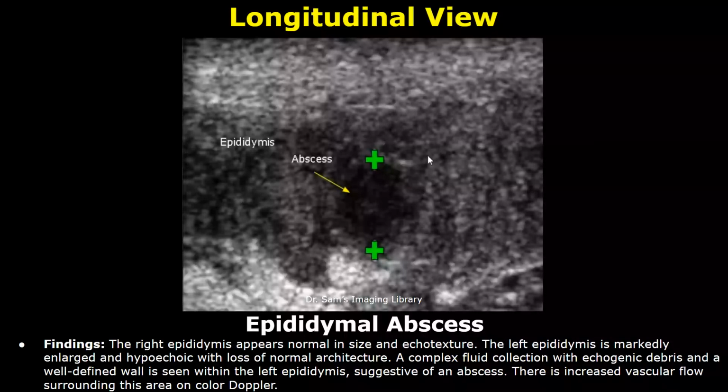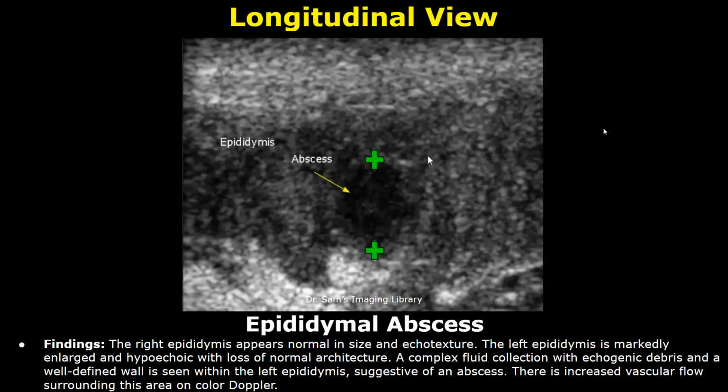Here is a report for epididymal abscess. The right epididymis is normal. The left epididymis is markedly enlarged and hypoechoic with loss of normal architecture. A complex fluid collection with echogenic debris and a well-defined wall is seen within the left epididymis, suggestive of an abscess. There is increased vascular flow surrounding this area on color Doppler.